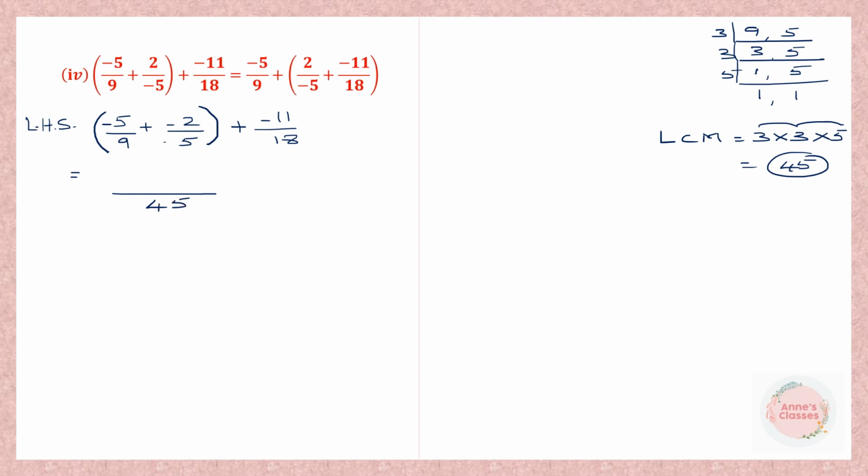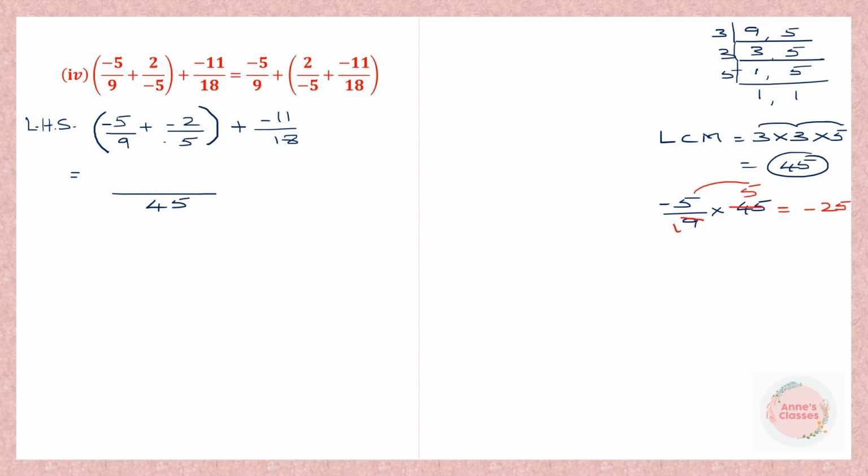And now let's look at the numerators. So here we have minus 5 by 9, that's the first rational number. So let's take that and multiply it with the LCM. So that is minus 5 by 9 into 45. Now we can cancel 9 and 45. 9 1s are 9, 9 5s are 45. Multiply these two. So we get minus 25.